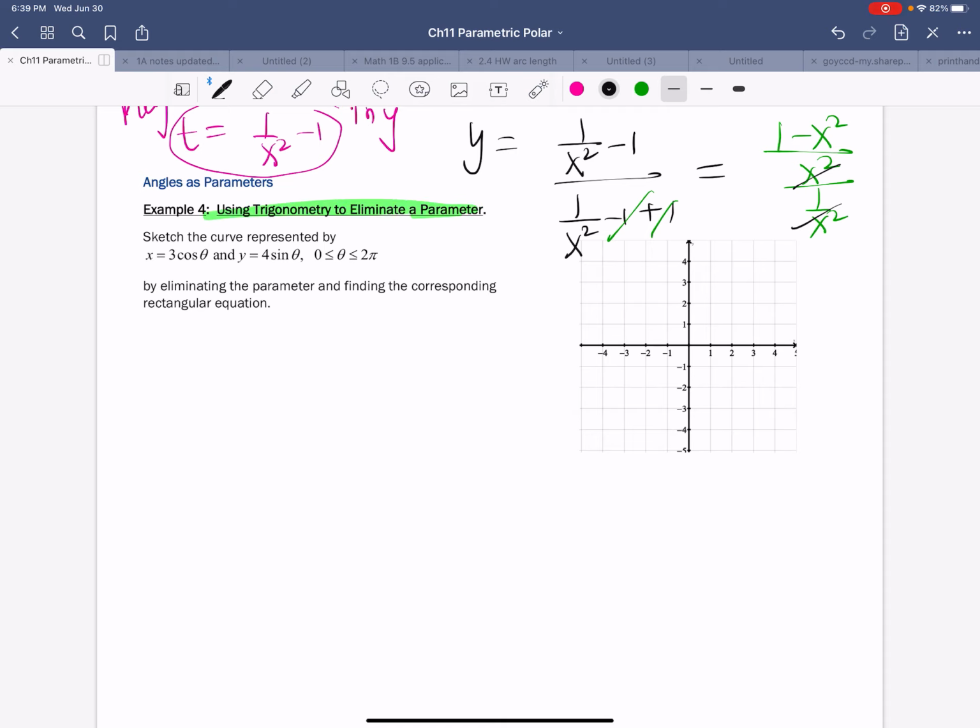We're going to see some examples. Trigonometry to eliminate the parameter. So x is equal to 3 cos theta, y is equal to 4 sin theta. Theta goes from 0 to 2 pi.